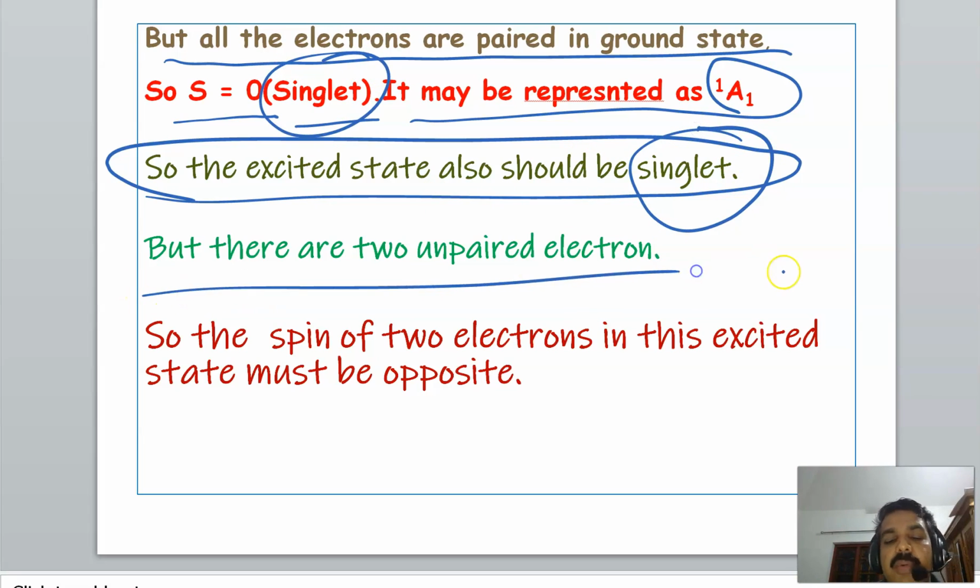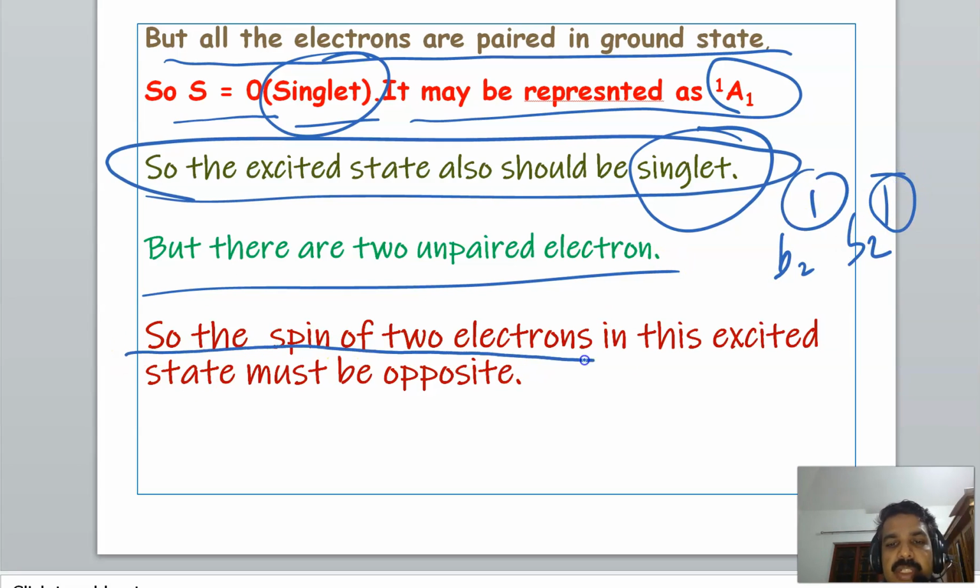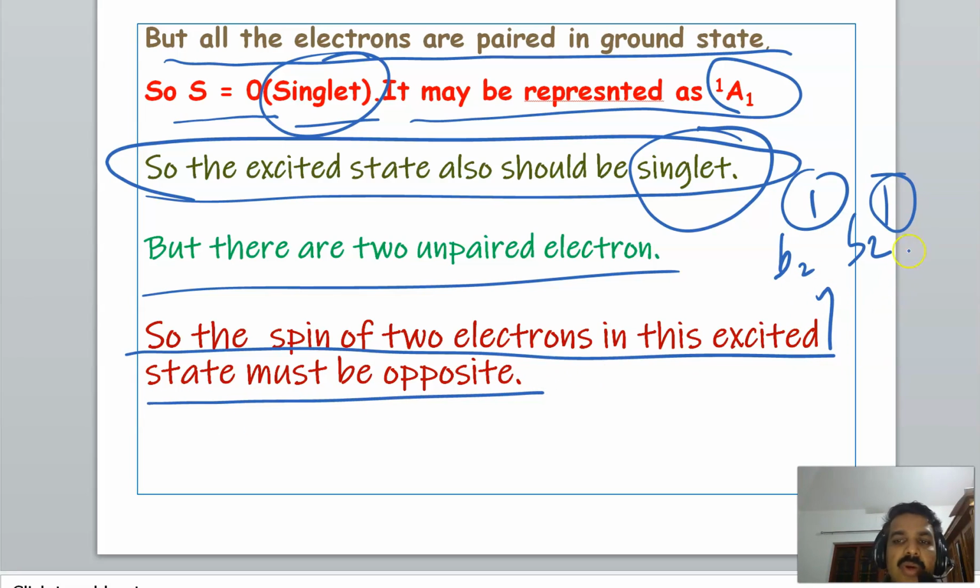But there are two unpaired electrons, we know indeed, because it is B2 raised to 1, B2 raised to 1. There are two unpaired electrons. So the spin of these two electrons in this excited state must be opposite. That is, one of the B2 should be like this and the other B2 should be in the opposite direction. Okay? In that way, the excitation will be allowed. Okay? That is about the spin selection rule.